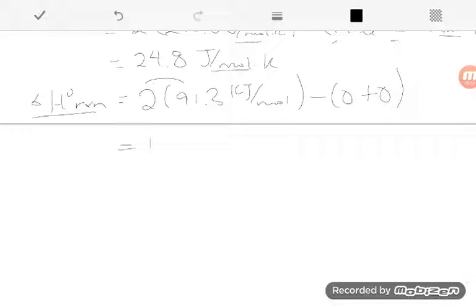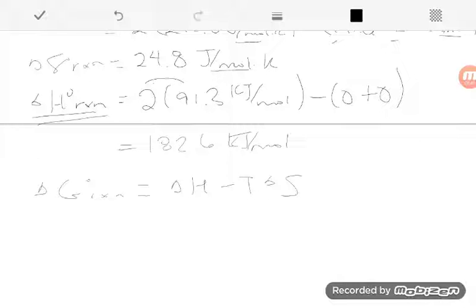So we just said our delta H is 182.6 kilojoules per mole. So anytime we have a delta S and we have a delta H, we can very easily get a delta G by doing delta H minus T delta S. And if we plug in the standard delta H and the standard delta S, that'll give me the standard delta G. So life is easy. So my delta H is 182.6. And I always have to watch my units. This time I'm going to stick with kilojoules just for variety.